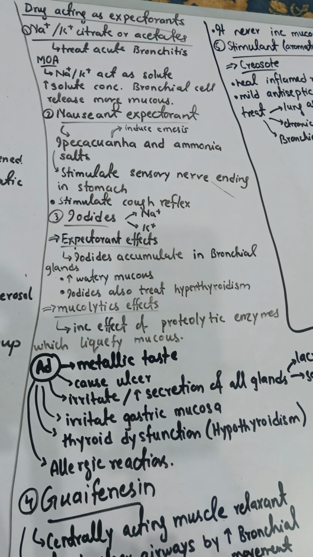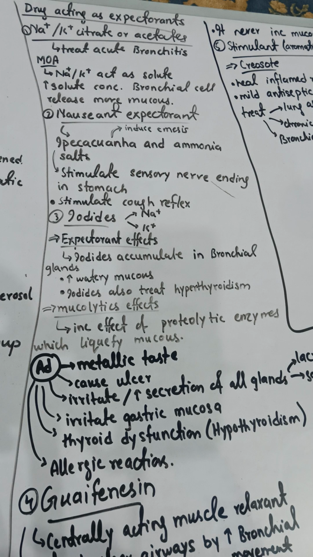They are used to treat acute bronchitis, bronchitis being the inflammation in the bronchioles. So when the inflammation is at the acute stage, then we give these drugs like sodium acetate and potassium acetate and something else. So what is their mechanism? Actually, the sodium and potassium act as solutes, they are salts.